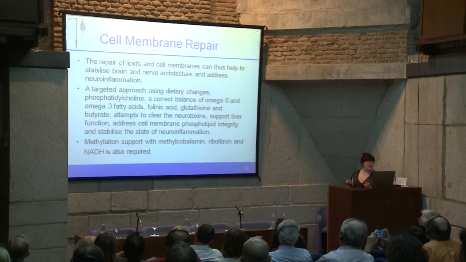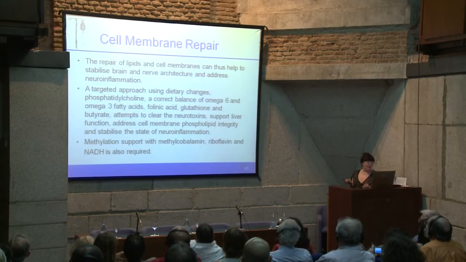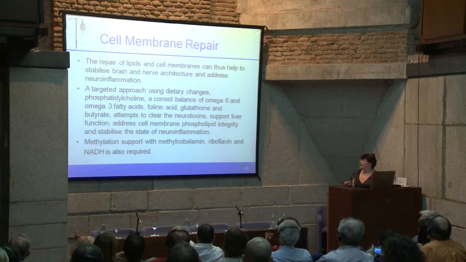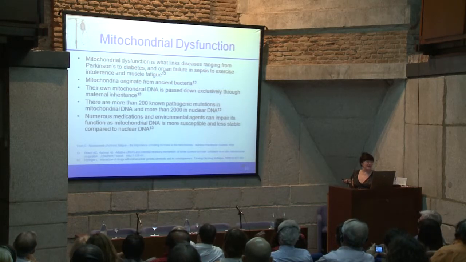So the repair of lipids is very important, and we use this targeted approach with phosphatidylcholine, a correct balance of omega 6 and 3, folinic acid, glutathione, and butyrate to clear the neurotoxins and to help people. And we also use methylation support with MB12, riboflavin, and NADH is also required. So this mitochondrial dysfunction that we see in our patients is what links diseases ranging from Parkinson's to diabetes, and people who have organ failure and sepsis or exercise intolerance and muscle fatigue.